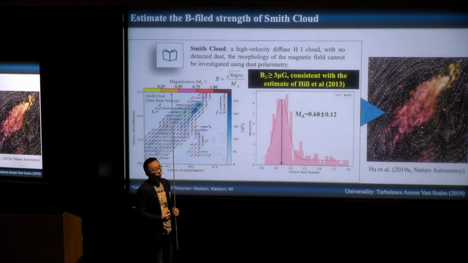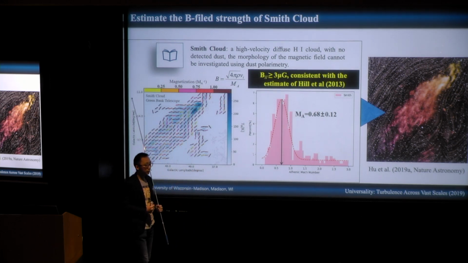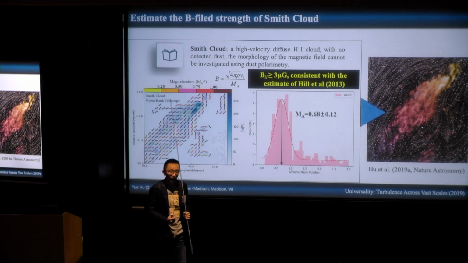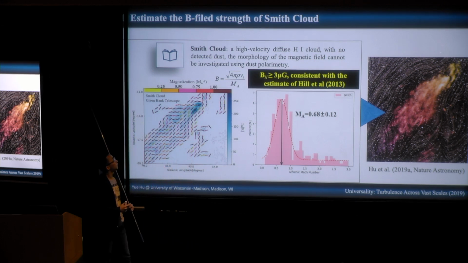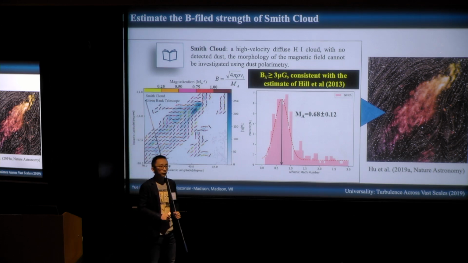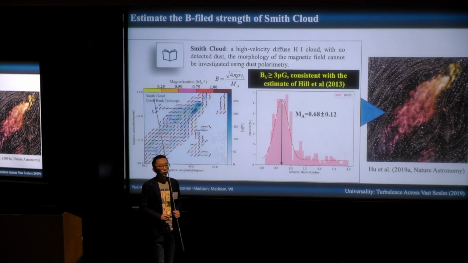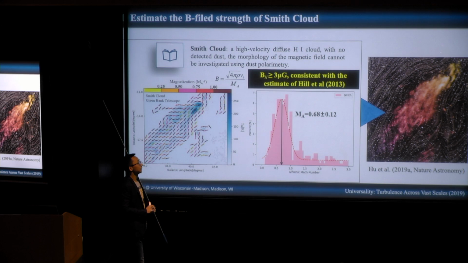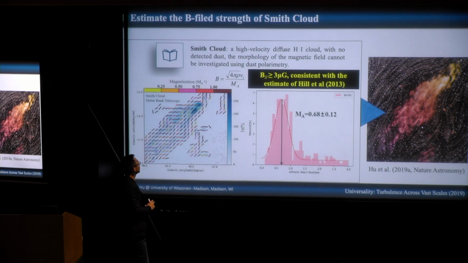Until now, I've been talking about comparison with the Planck polarization. But can we do something more that polarization cannot do? For example, the Smith cloud. The Smith cloud is a high-velocity diffuse HI cloud. It is located at the boundary of our galaxy. So in this case, its polarization is dominated by the galactic foreground, and we cannot study its magnetic field from dust polarization. But that's not the case for the velocity gradients.